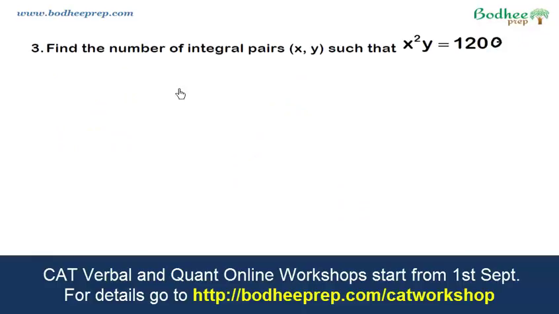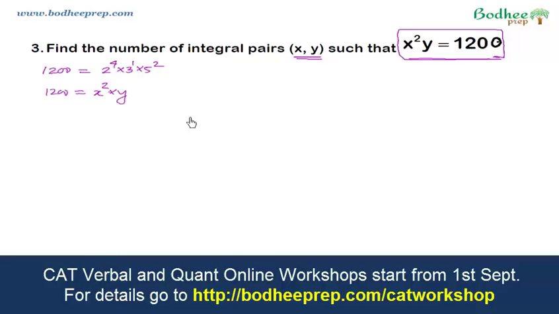Now in this question, we need to find the number of integral pairs x, y such that this equation is satisfied. Now this kind of question actually falls under the category of number system, wherein we need to have a fair idea about finding the number of factors and finding the number of factors of a specific kind, etc., right? So what we can see here is that 1200 can be prime factorized as 2 to the power 4 into 3 to the power 1 into 5 to the power 2, right? Now 1200 has to be written in the form of x square into y, right? So from here we can say that both x and y would be factors of 1200, right?